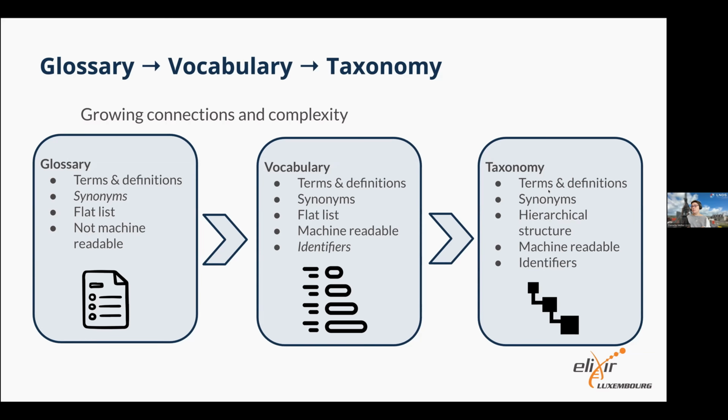Taxonomies should always be machine readable. They must use identifiers, and they'll have strict parent-child relationships. So every time you have a child term, it means everything that applies to the parent applies to the child.